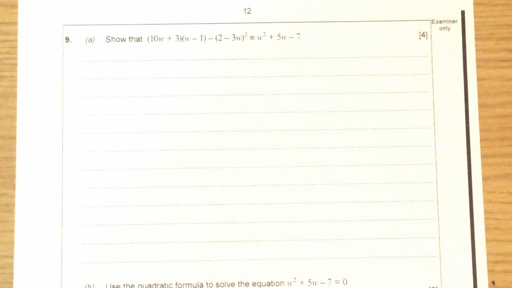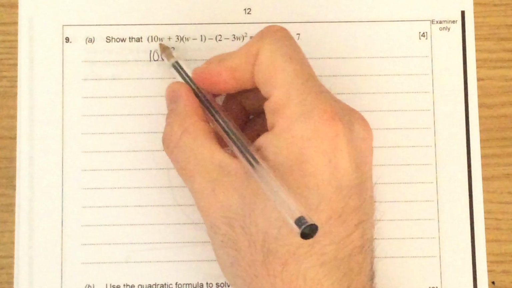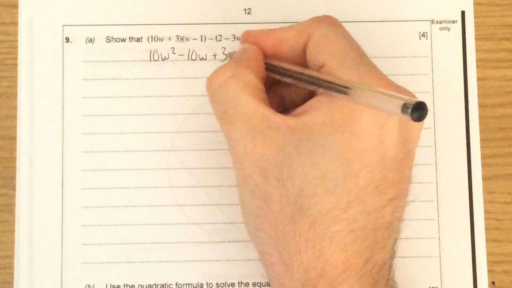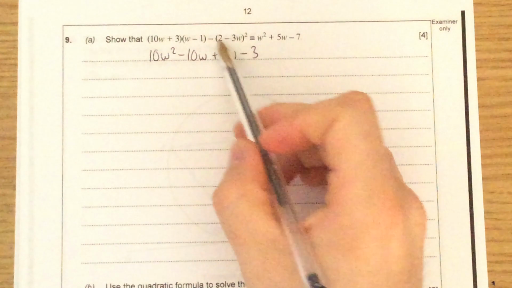So 10w times w is 10w squared. Outside terms is going to be minus 10w. Inside terms plus 3w, and the last term minus 3. I'm going to have to do the same on this bracket.